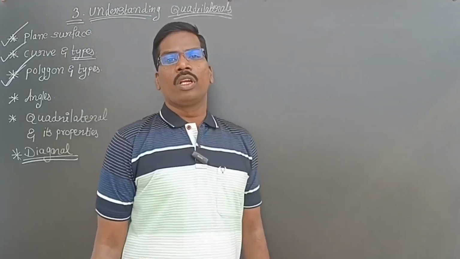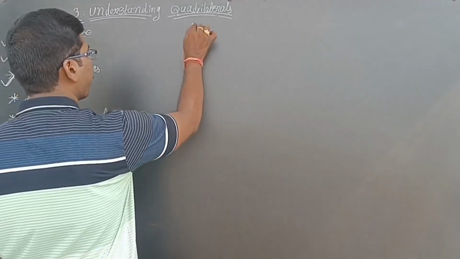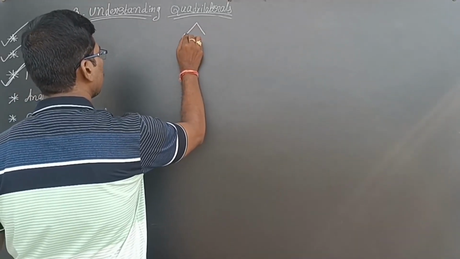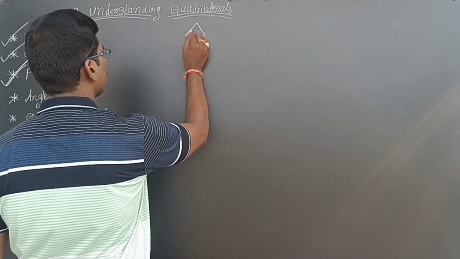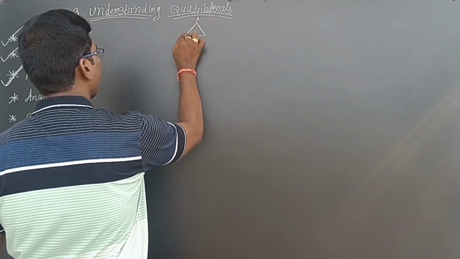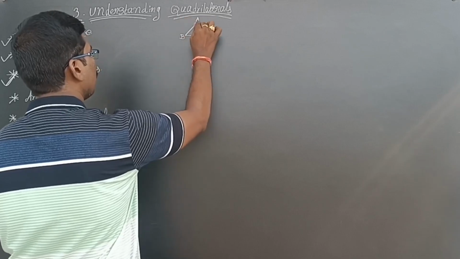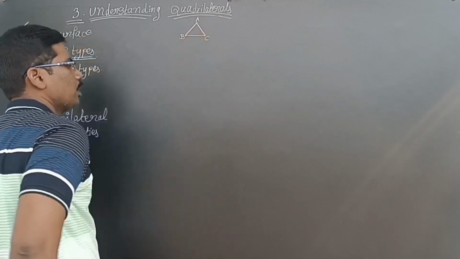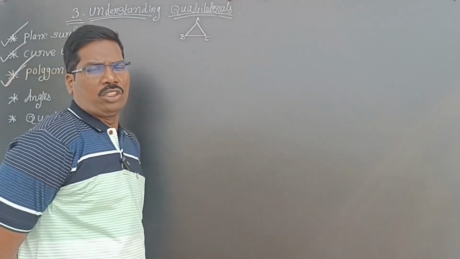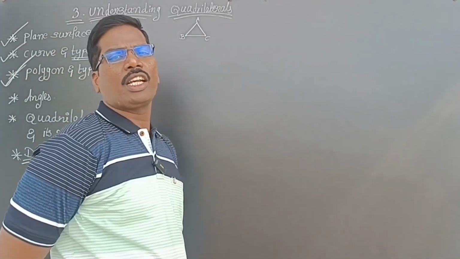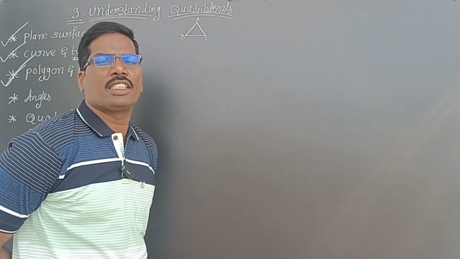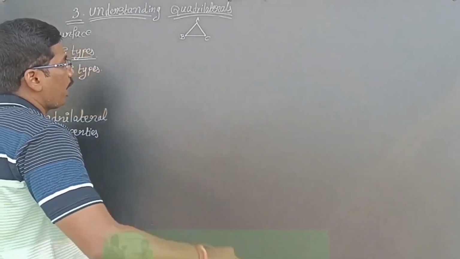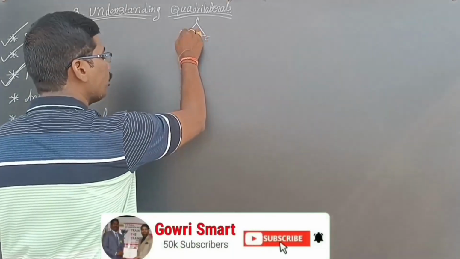Let us see angles. Now angles, see here, I am taking a triangle ABC. So this is a vertex, this is a vertex, this is a vertex. So this is the first polygon, or we can say triangle. A polygon with 3 sides is called a triangle, isn't it? So in this triangle, what are the parts of the triangle?